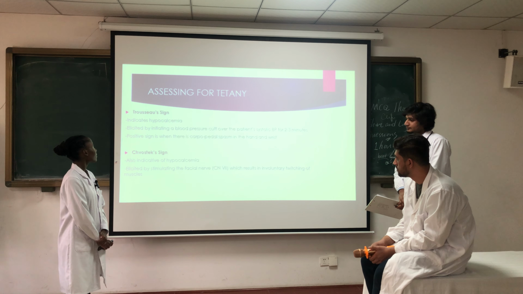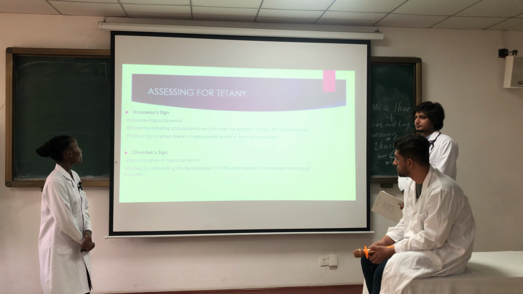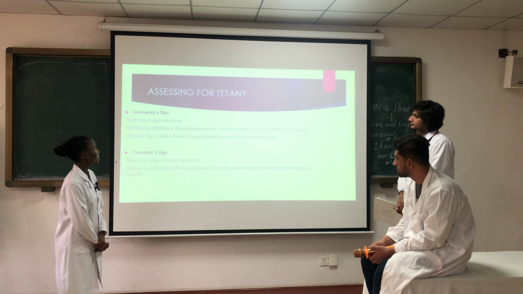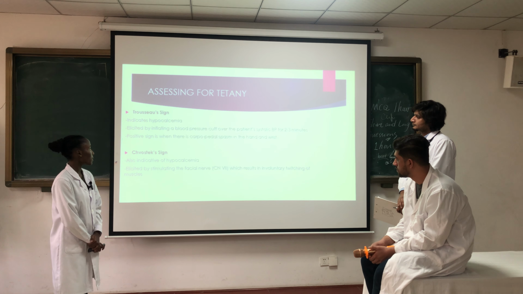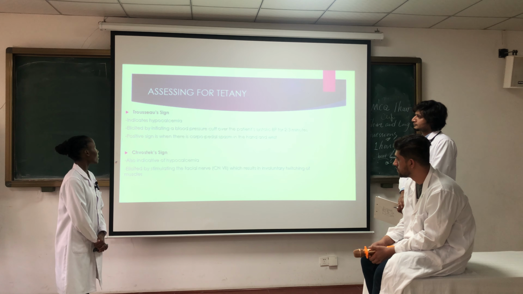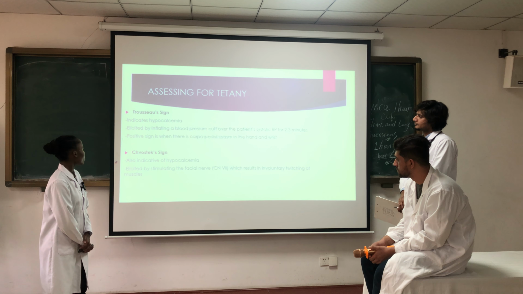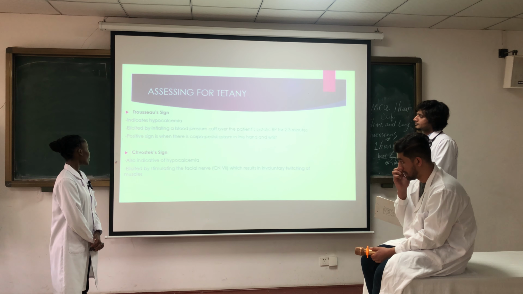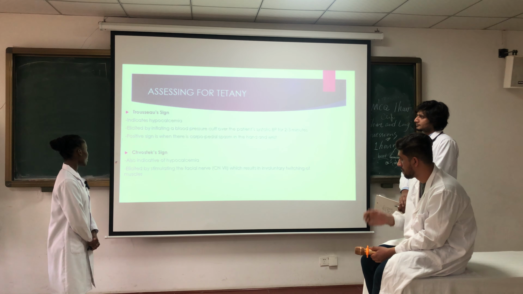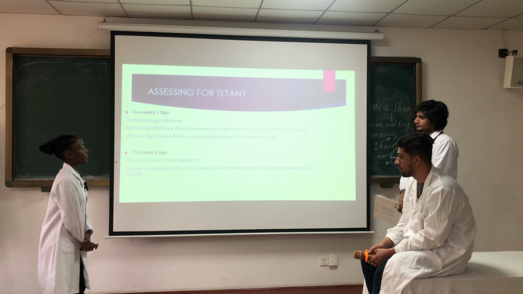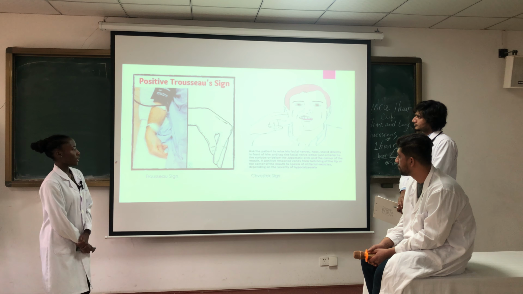Assessing for tetany: Trousseau's sign indicates hypocalcemia, elicited by inflating a blood pressure cuff over the patient's systolic blood pressure for 2 to 3 minutes. Positive sign is when there is carpopedal spasm in the hand and wrist. Chvostek's sign, also indicative of hypocalcemia, is elicited by stimulating the facial nerve, which results in involuntary twitching of muscles. This can't be done right now because we don't have the equipment. These are the examples.